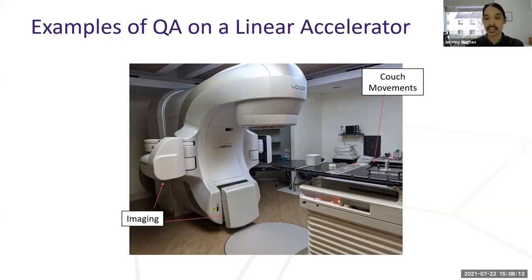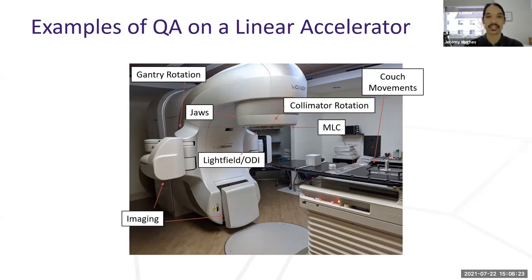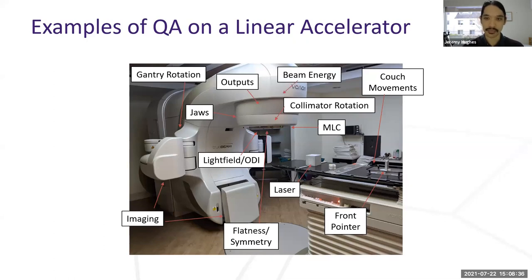Checking to make sure that your couch movements are accurate for your IGRT, making sure that your MLCs are moving correctly, your jaws, your light field, your gantry rotation, your collimator rotation. There's heaps and heaps of different components, and I'm not going to go into every single one of them because we're going to be here for a very long time. But just know that there is a lot of varied quality assurance checks that we perform on our machines.